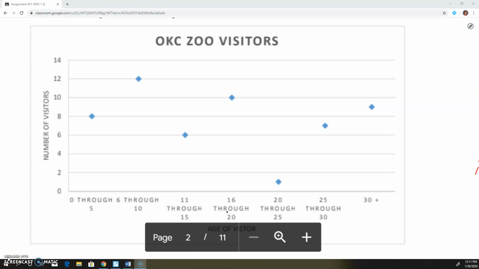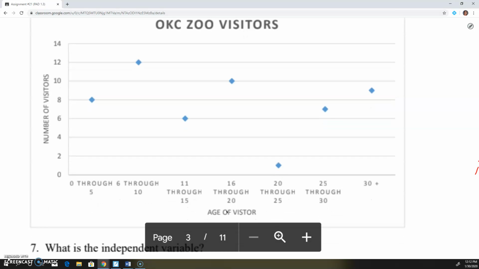So do you see a correlation here? Positive, negative, or no correlation? No correlation. Kind of everywhere, right? So if there's no correlation, do I have a line of best fit? No, I can't draw a line. If I have no slope, I have no line of best fit. What's my independent variable? Age of visitors. My dependent variable? Number of visitors. But there's no correlation. So when it says what shape is this graph or what relationship is this graph, you would say no correlation.